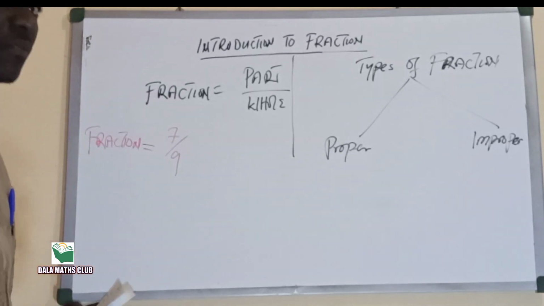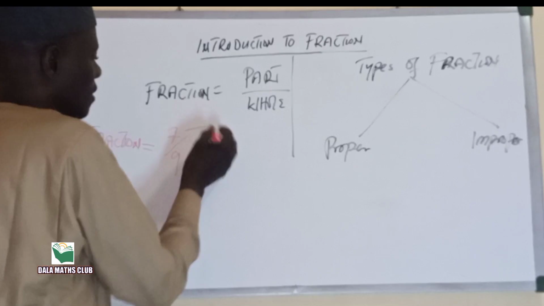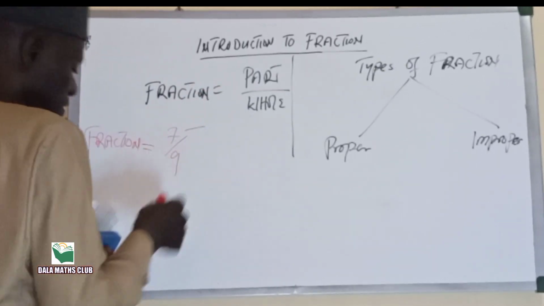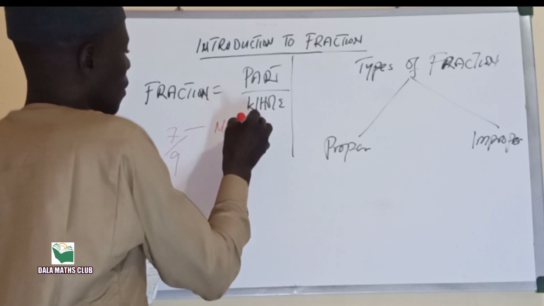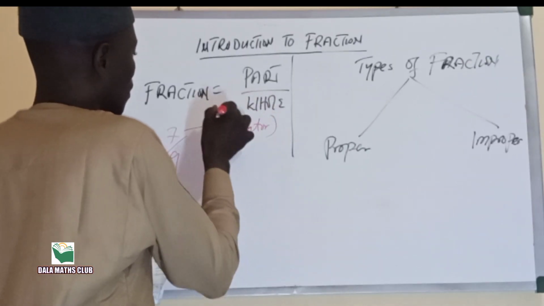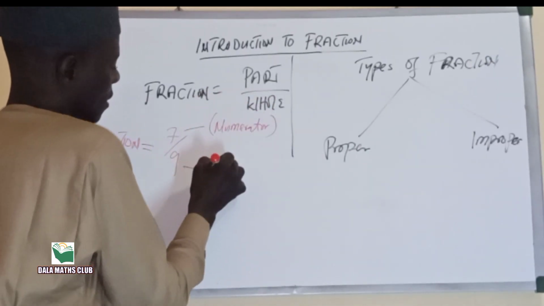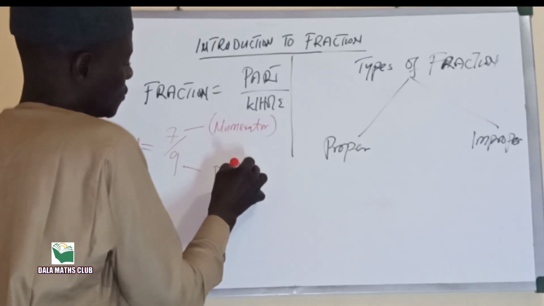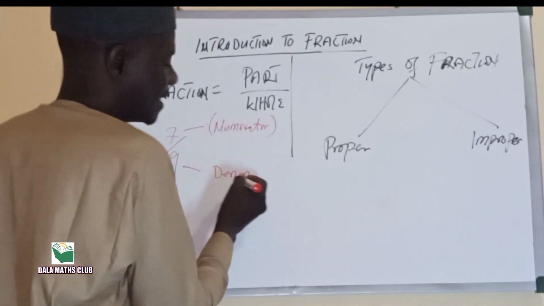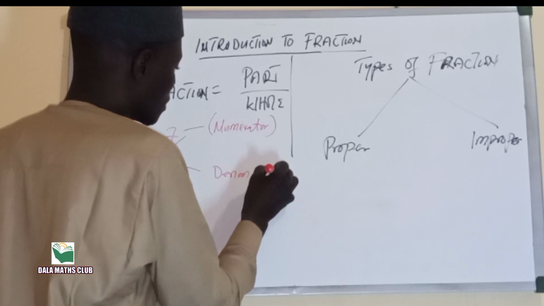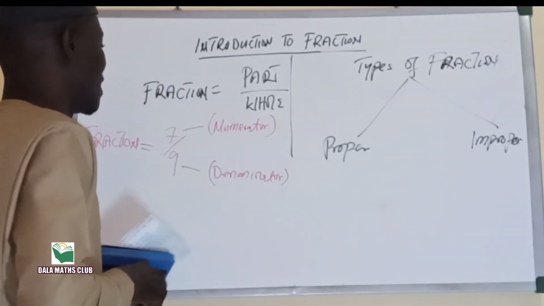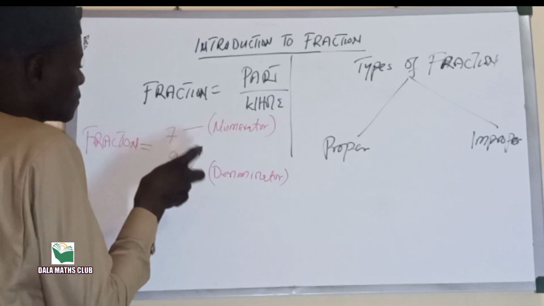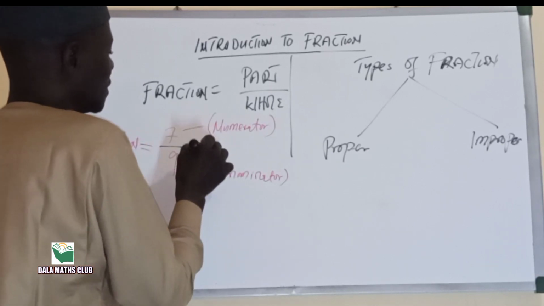This number at the upper part of the fraction is called the numerator. And this number at the lower part of it, or the down part of it, is called the denominator. This line is called the dividing line.